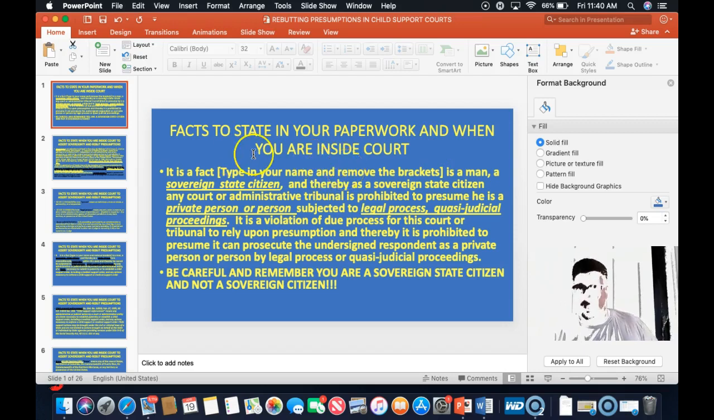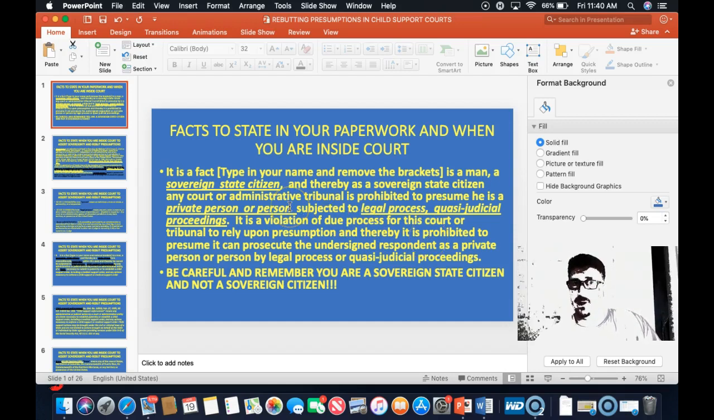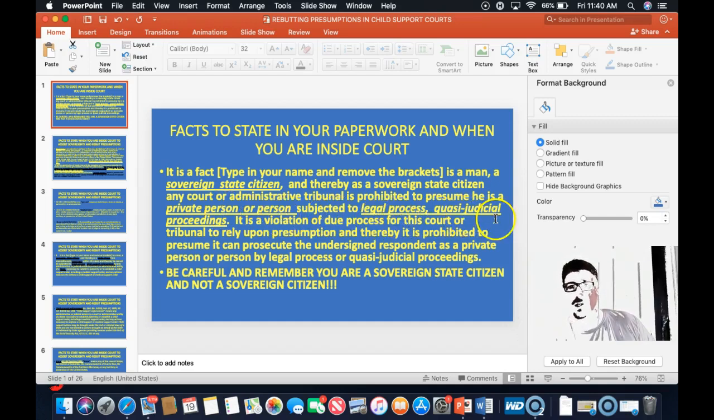It is a fact that you, using your name, are a man, a sovereign state citizen, and thereby, as a sovereign state citizen, any court or administrative tribunal is prohibited to presume he or she is a private person or person subjected to legal process, quasi-judicial proceedings. Here's another thing. It is a violation of due process for this court or tribunal. Tribunal is a child support court. So I use both.